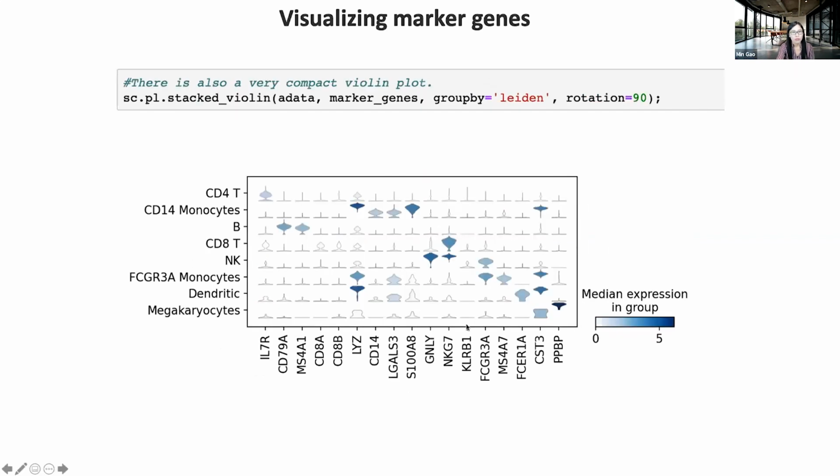We can also use the violin plot to visualize the marker genes. We can use this function to make the violin plot, and here it also shows the marker gene expression in the annotated clusters.